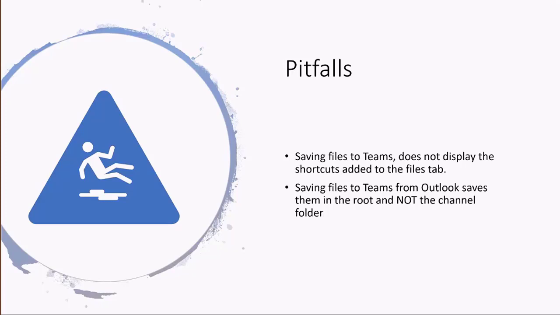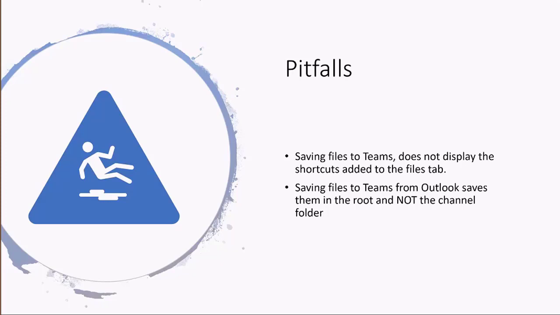So when you're saving into Teams from an outside source, like say that outside source is Outlook, Outlook won't see any of those shortcuts. It doesn't recognize them. It will only save directly to that default document library that can't be redirected, renamed, or restructured. So that's a really big pitfall to this technique. So be aware of that.